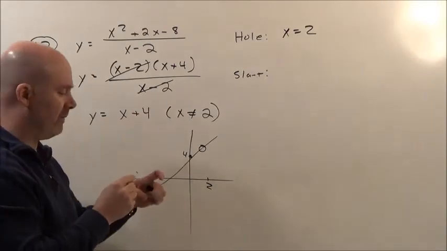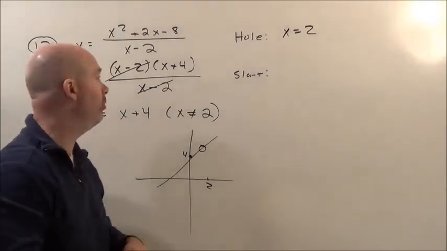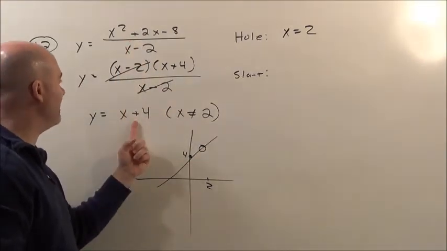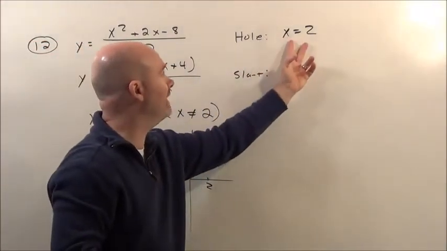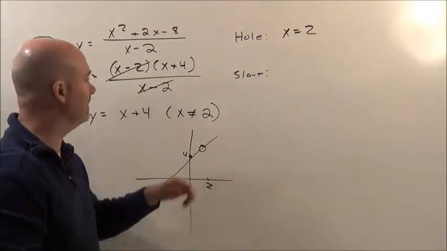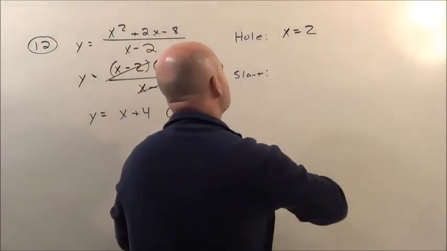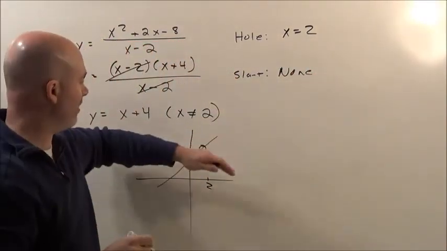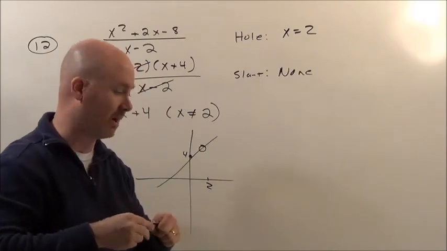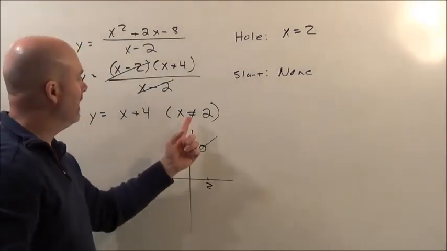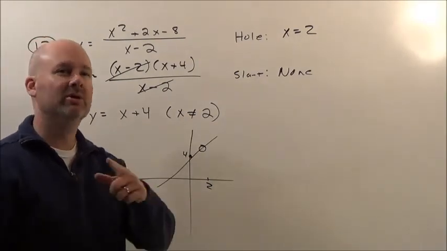So in this type of problem, we determine that there is a hole at x being 2. We realize this just simplifies to this, so there's going to be a hole at x being 2. There is no slant asymptote. The line itself is just slanted. So for slant, we would just simply say none. There is no slant asymptote, just like there's not a horizontal nor vertical asymptote in this problem. This problem is just a very simple graph of y equals x plus 4, as long as you don't have x being 2. So we have a hole at 2.